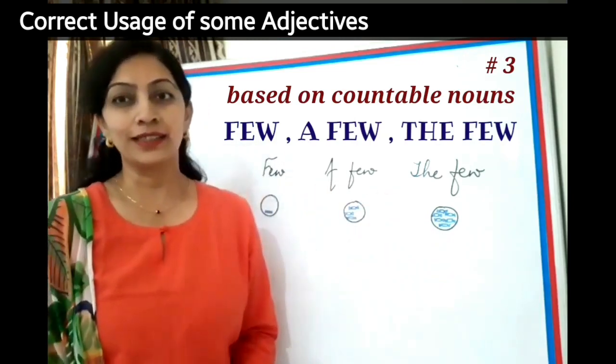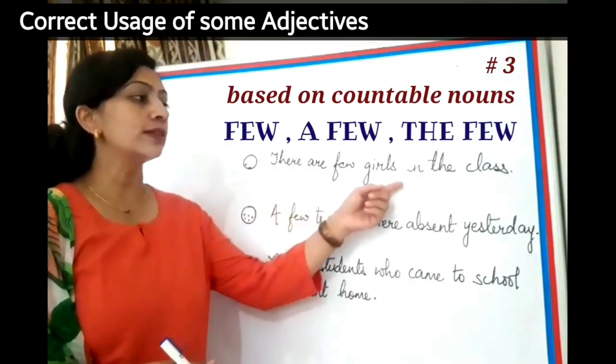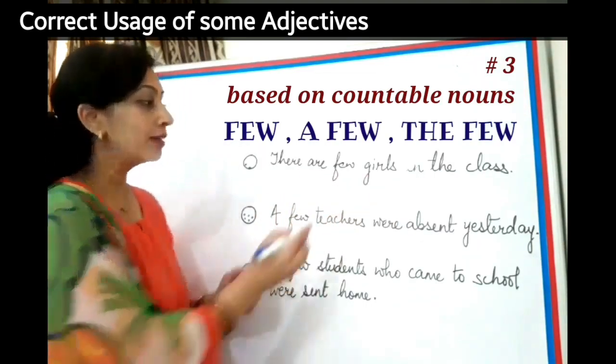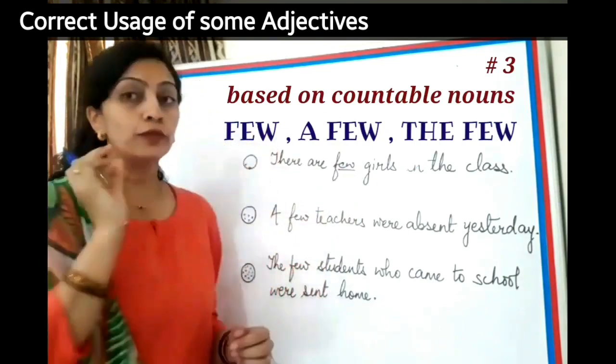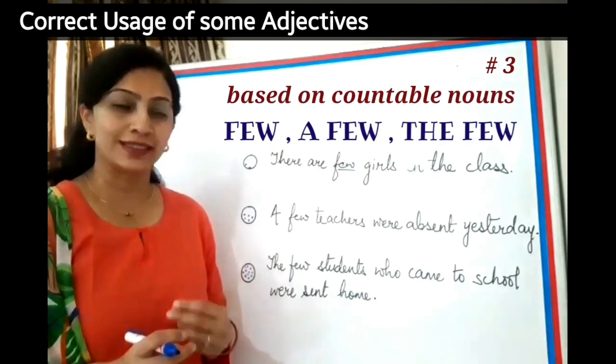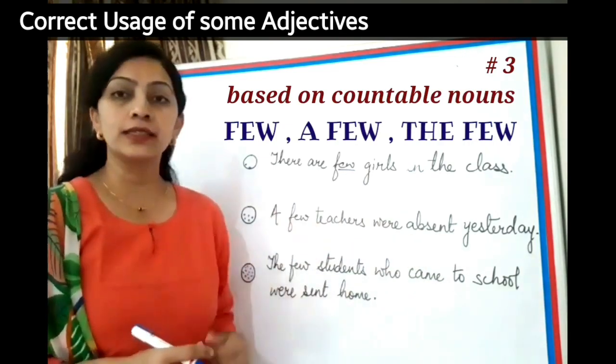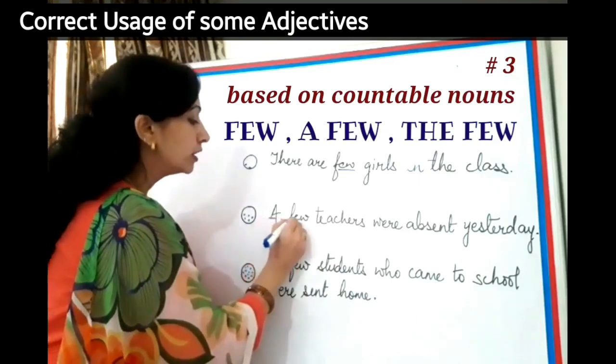Now let's look at an example on each. Look at the first one: there are few girls in the class. Now here, by only mentioning few, I mean that there is less number of girls. Come to the second example: a few teachers were absent yesterday. A few teachers.